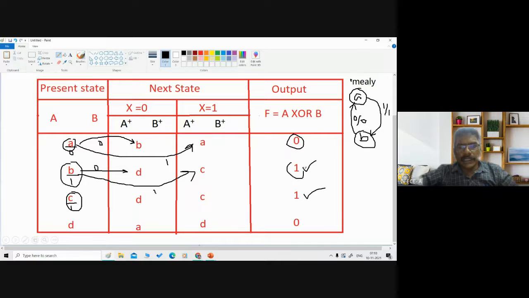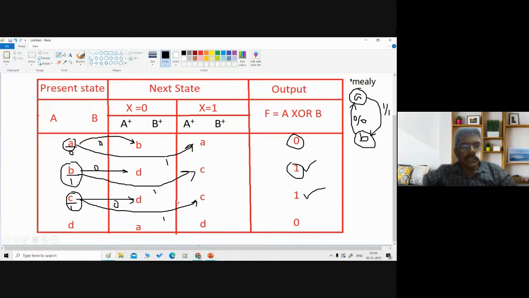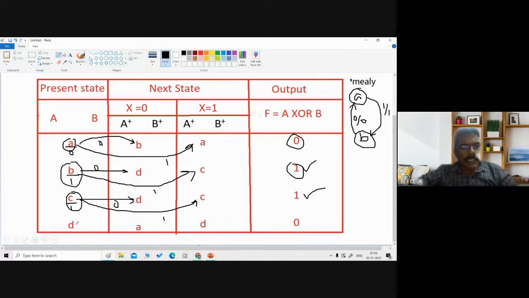Output is mentioned in the circle itself. And C to D input is 0, and C to C input is 1. See, C to C is 1, and C to D, this arrow is missing, but you put an arrow. C to D is 0. So here input is 0.